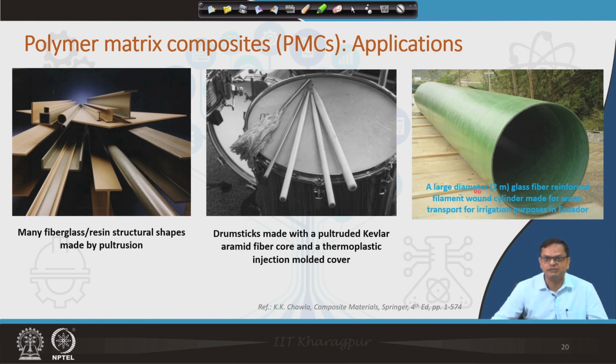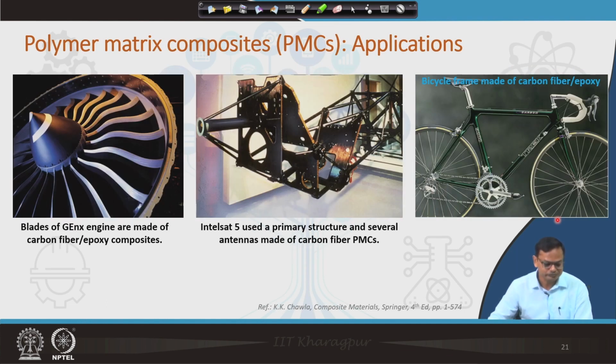So, large diameter glass fiber reinforced filament wound cylinders, so filament winding, as I was mentioning earlier, made for water transport. In this case you can see water transport for irrigation purposes in Ecuador. Not only in Ecuador, it is being used everywhere.